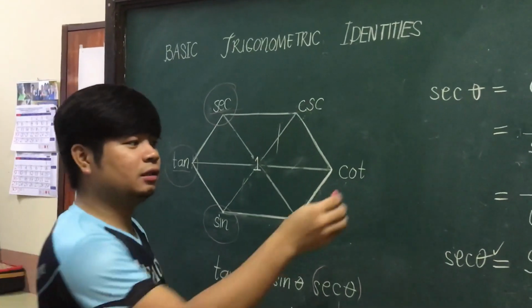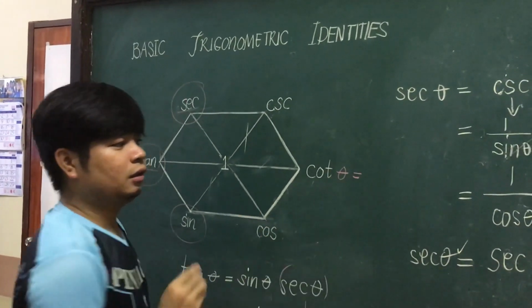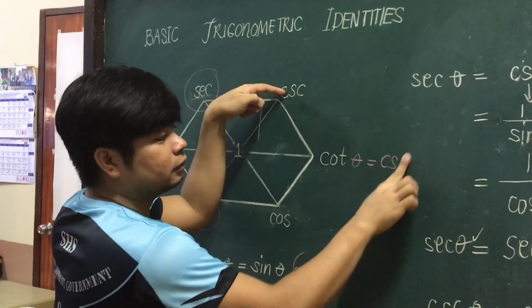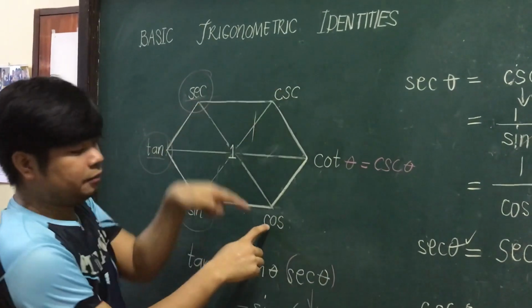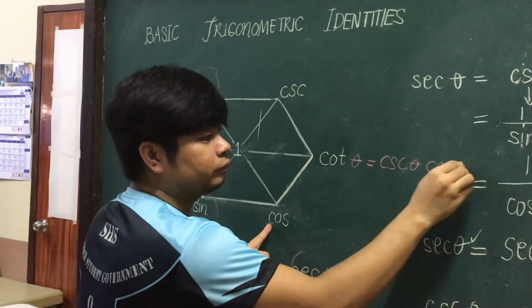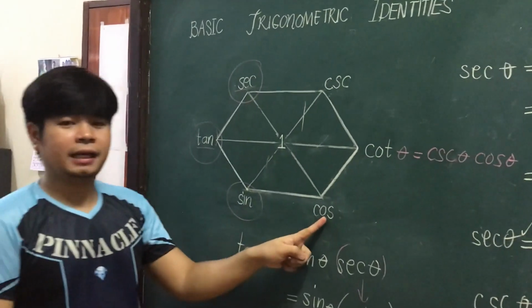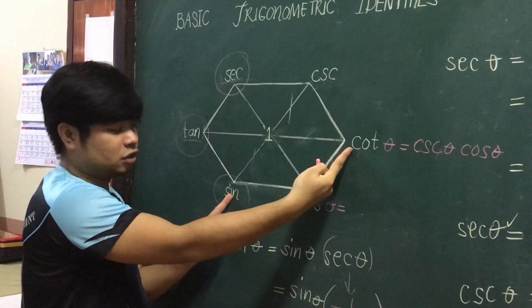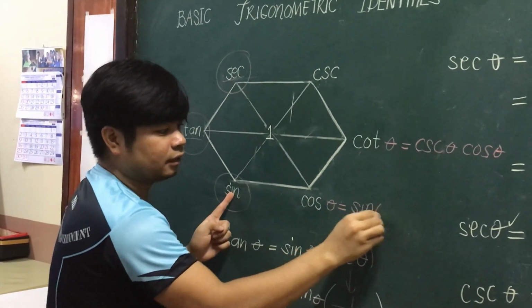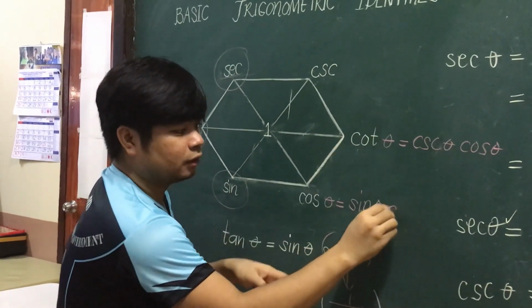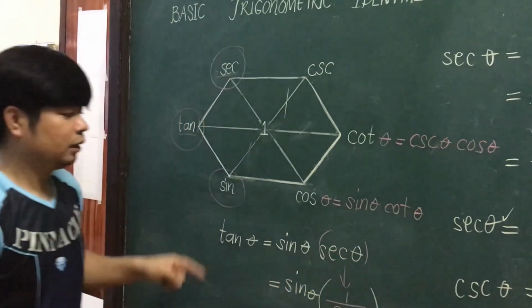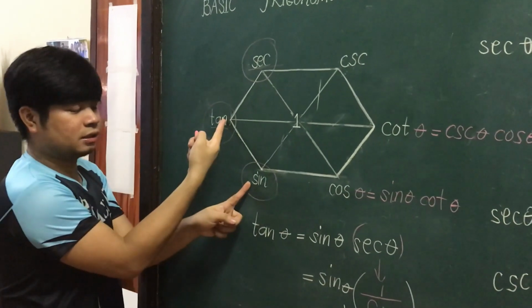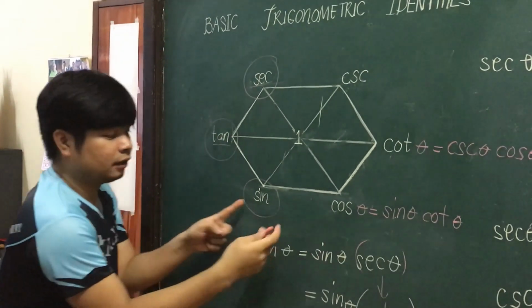So it means to say that this cotangent theta is the product of these two. We have cosecant theta times cosine theta. While cosine theta is the product of the two adjacent functions, so we have sine theta times cotangent theta. So this sine theta is equal to the product of the two adjacent functions, tangent theta times cosine theta.